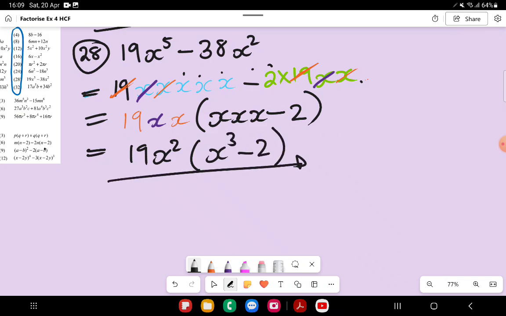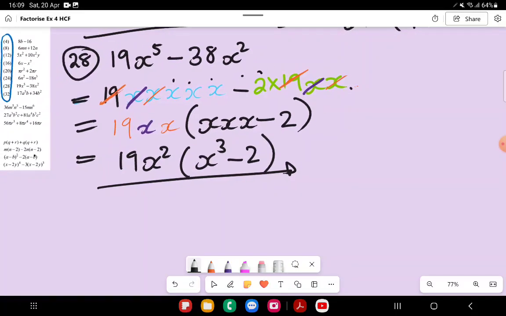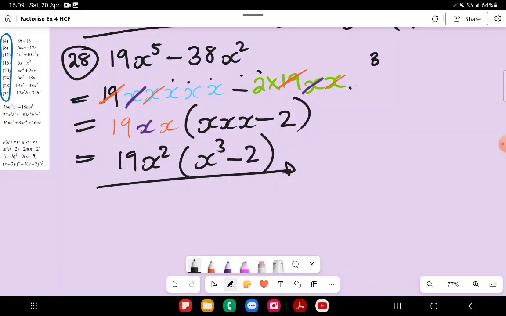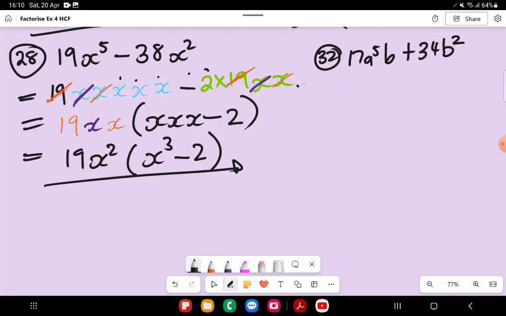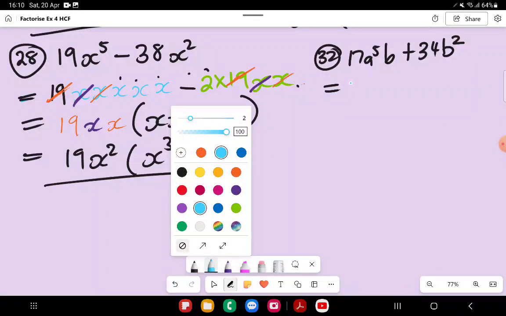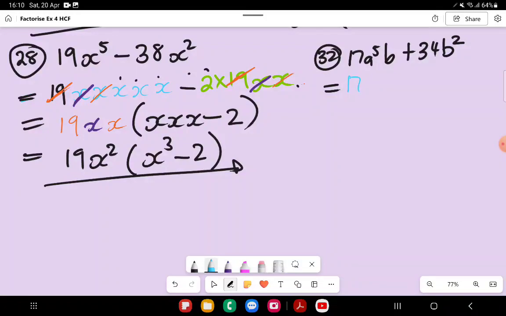The end. Last question for this video is 32, which is 17a^5b plus 34b squared. So let's do prime factorization. Again, we are going to factorize. 17 is a prime number. a 1, 2, 3, 4, 5 times b, plus 2 times 17, b.